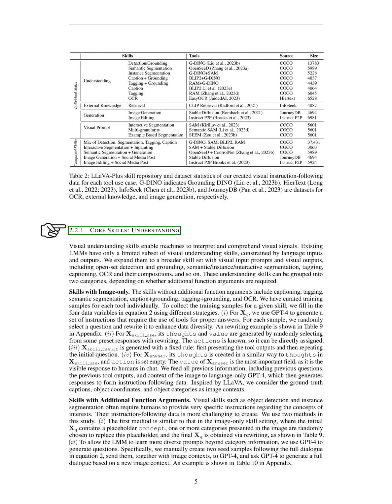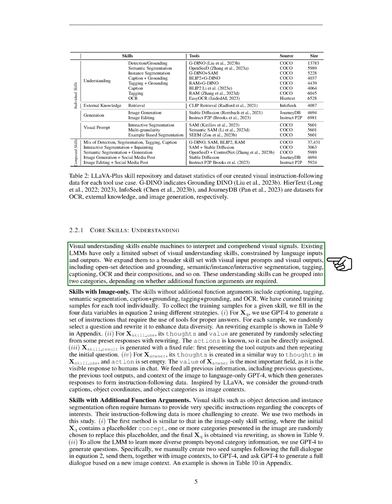Core skills are all about understanding visuals. Current language models can only understand a limited range of visuals, but we've expanded this to include a wider variety of visual inputs and outputs. These include detecting and grounding objects, segmenting images semantically or by instance, tagging, captioning, and optical character recognition, OCR, among others.